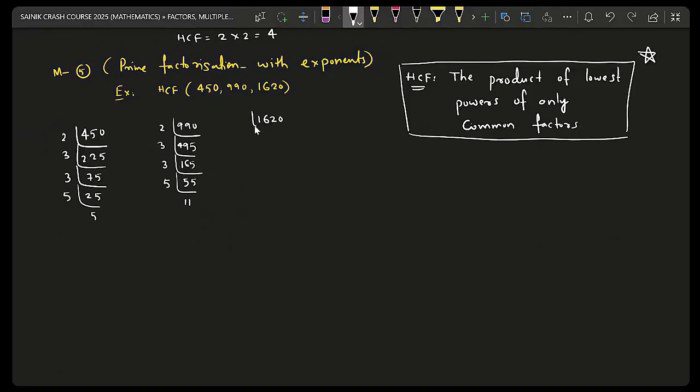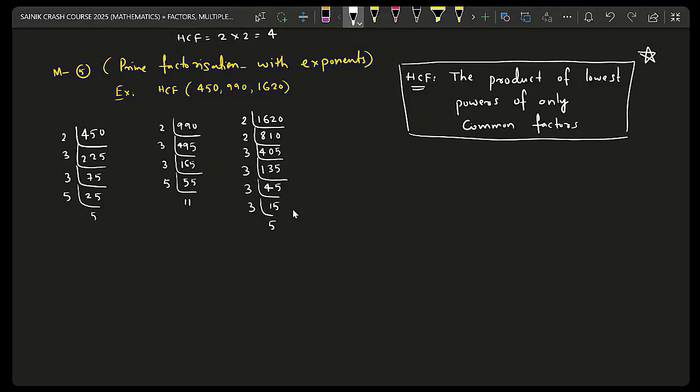1620 is divisible by 2. 2 8s are 16, 2 1s are 2, 0. Again divisible by 2. 2 4s are 8. I saw many students making a mistake here. Just write 5. 2 5s are 10. But that is wrong. Whenever you take two digits together, you must use 0 first: 0 5. Now it's divisible by 3. 3 1s are 3, 3 3s are 9, 3 5s are 15. Divisible by 3 again. 3 4s are 12, 3 5s are 15. Divisible by 3 again, 3 into 15, 3 into 5. So because we got a prime number, we can stop.